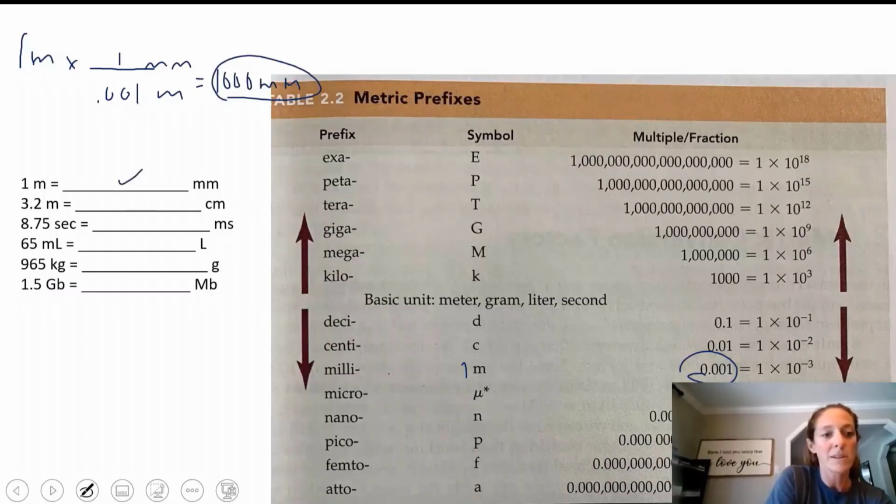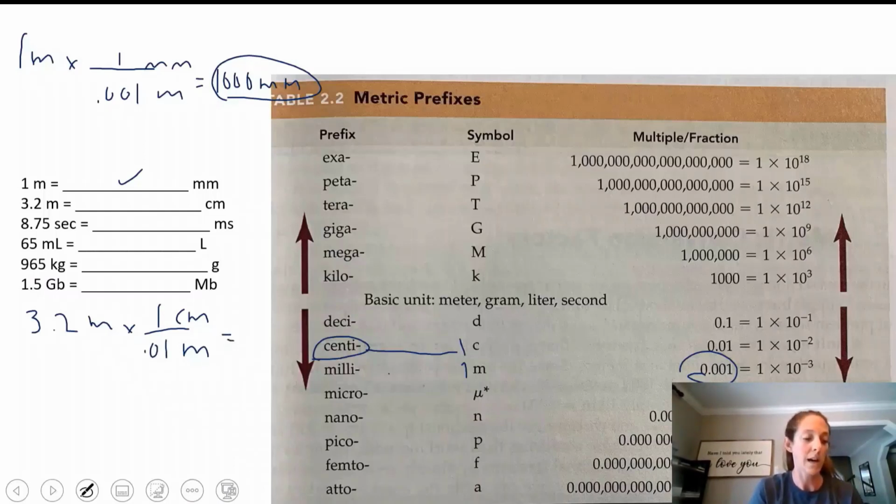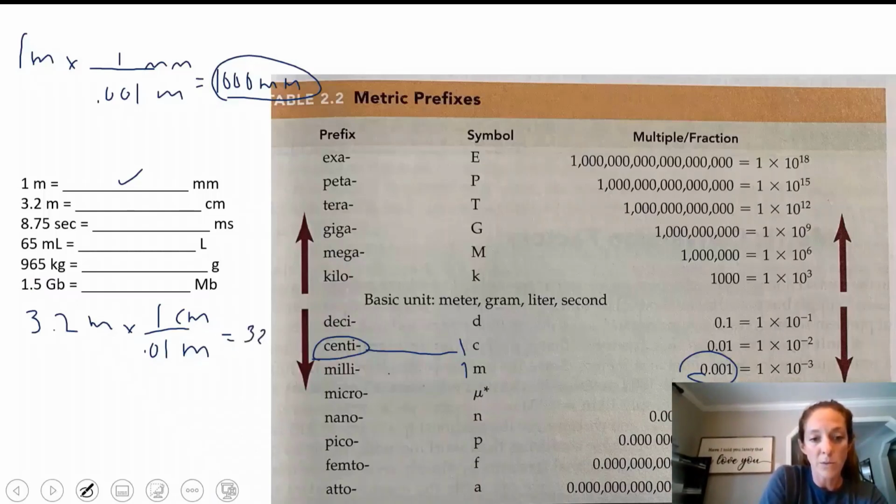Okay, next one, I'm going to say 3.2 meters. I want to get to centimeters. What do I want? Centimeters. What have I got? Meters. Okay, we need to find the centimeters to meters conversion, so let's find centi right here. So we know 1 centimeter, and my centimeters is on top or bottom? Top. 1 centimeter is equal to 0.01 meters. So I'm just going to do 3.2 times 1 divided by 0.01 to get 320 centimeters. And again, meters and meters would cancel out.